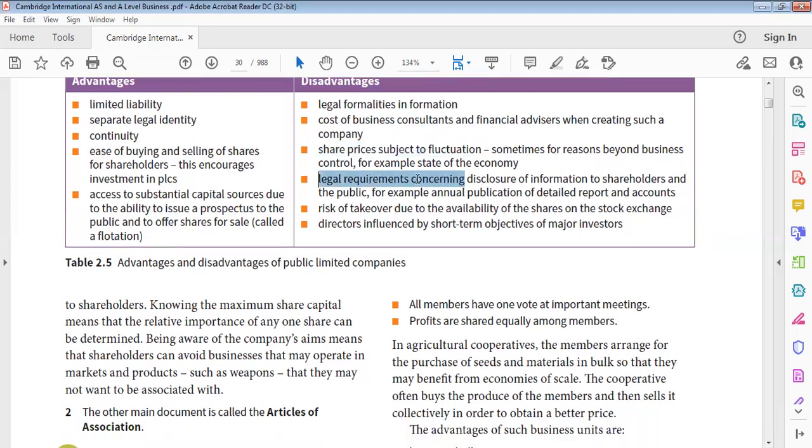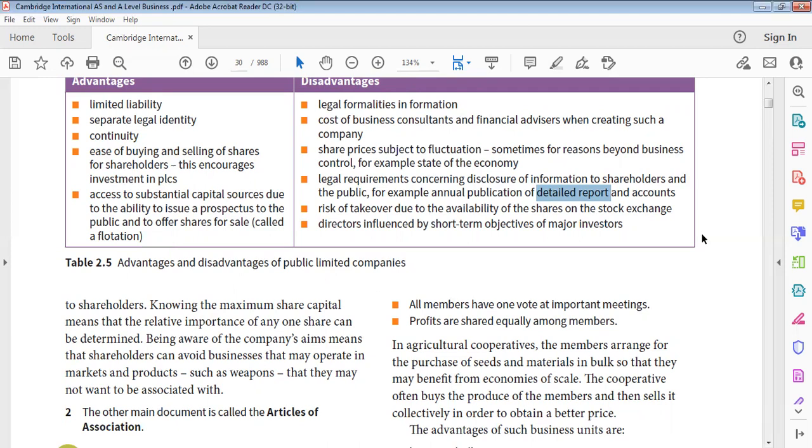Legal requirements for disclosing information from shareholders to the public. For example, annual publication of a detailed report. By law, you are required to disclose your reports to the general public. And what does report mean? Report means every single detail of your company: how much money you earned, what was your expense, how much profit you made, how the profit was distributed. All those things you have to inform the public. That means you have to put it on your website so that anyone can look at it by searching on Google.